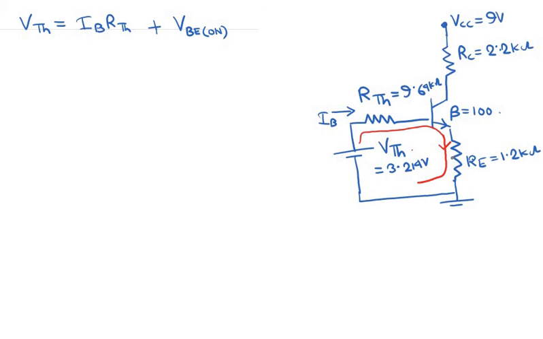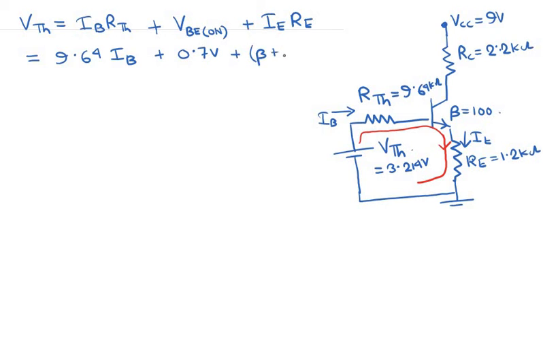Plus the voltage drop across this resistor RE. Remember that through this resistor RE, the emitter current IE is flowing. So IE RE. So this is equal to, RTH is equal to 9.64 kilo ohms, which we have seen earlier. So 9.64 IB, where IB is in milliamperes, plus VBE on, which is approximately 0.7 volts, plus IE, which is beta plus 1 times IB, and RE is 1.2 kilo ohms.